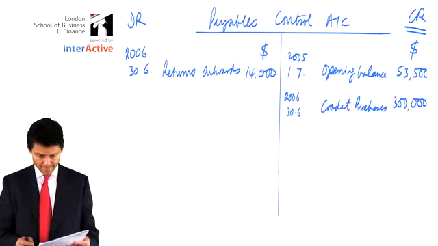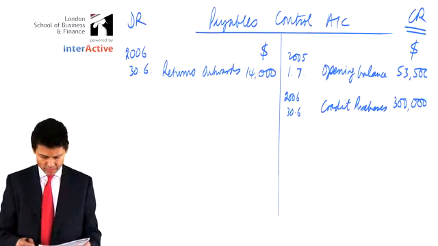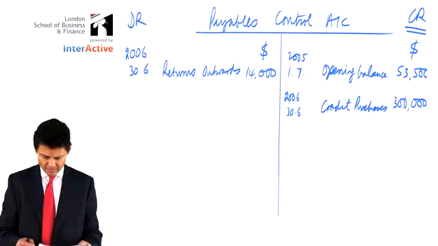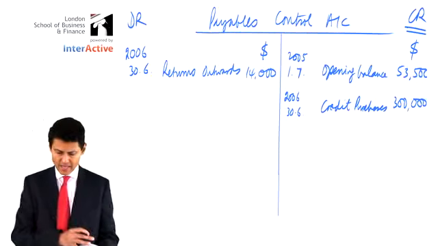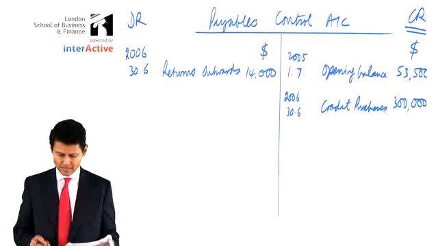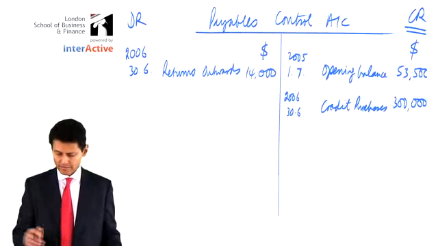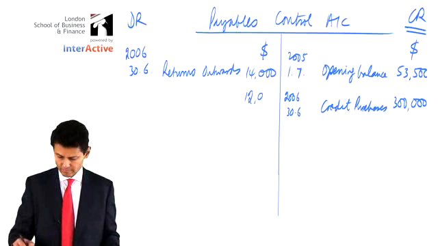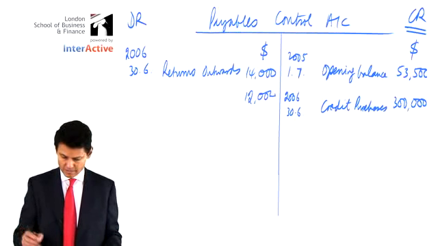What else is there? The next one, of course, is the discounts received, 12,000 PCA. So discounts received of 12,000. Obviously that will appear on this side. 12,000 discounts received.